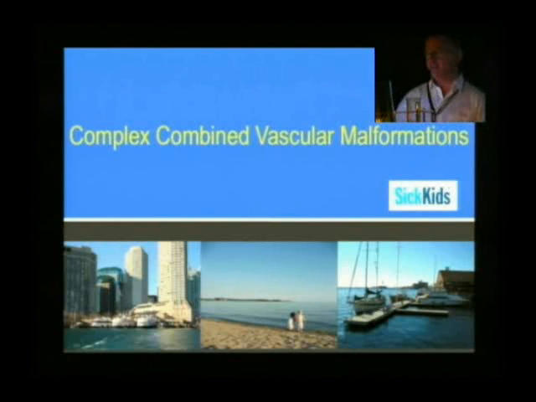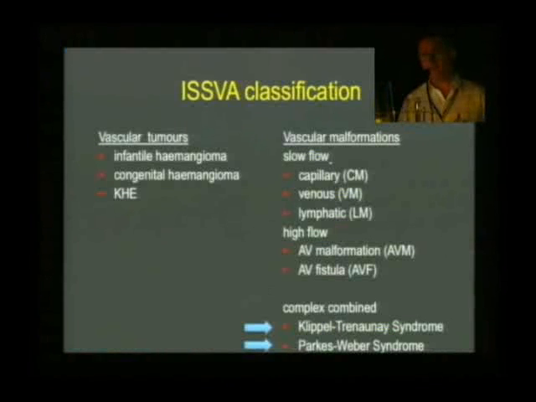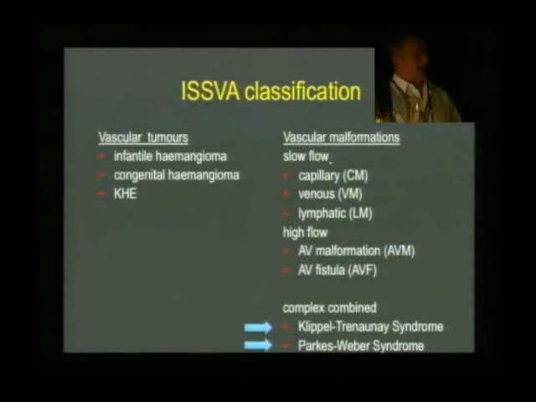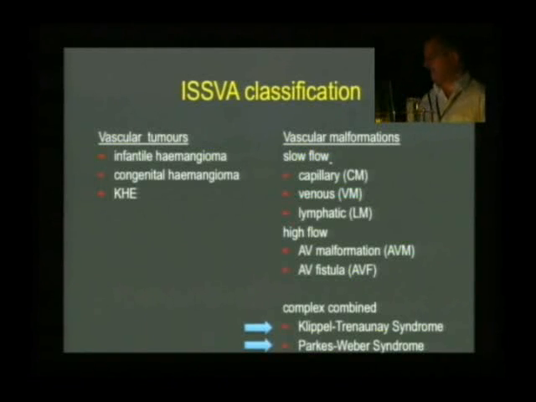So what Matthew asked me to talk about now was the complex combined vascular malformations, and really to focus on one condition, which is the Klippel-Trenaunay syndrome, and how you can differentiate this from Parkes-Weber syndrome as well. And I'm not going to talk about many of the other complex combined vascular malformations, just predominantly Klippel-Trenaunay syndrome and a little bit on Parkes-Weber. So in this classification, these come under the group of complex combined vascular malformations.